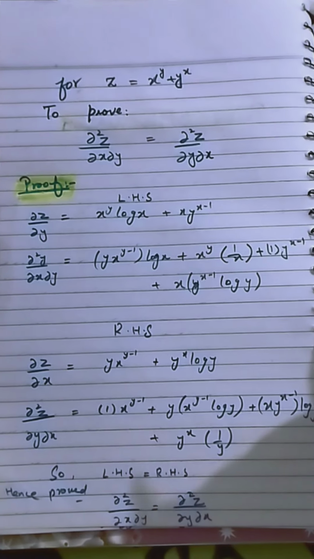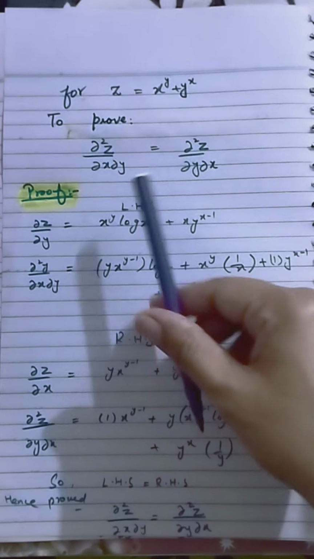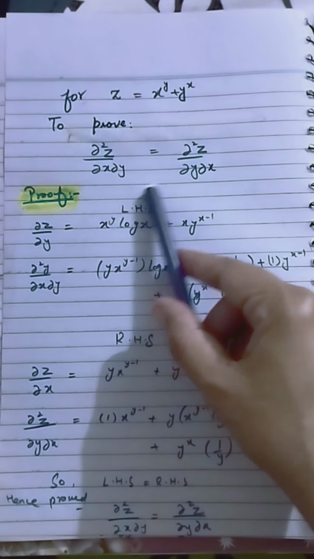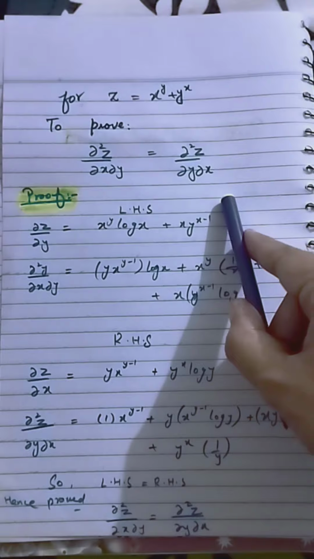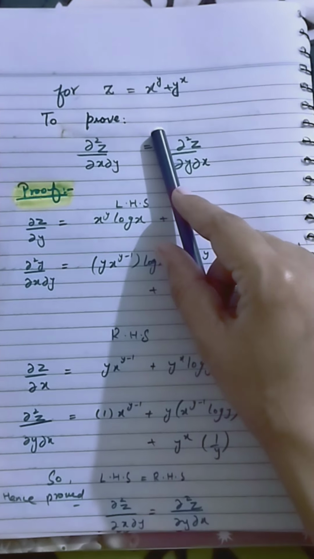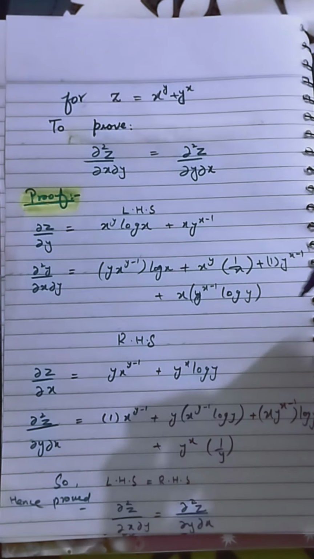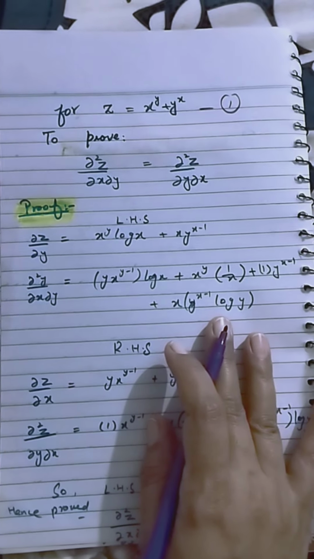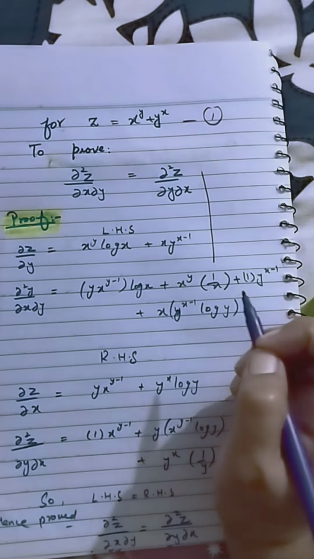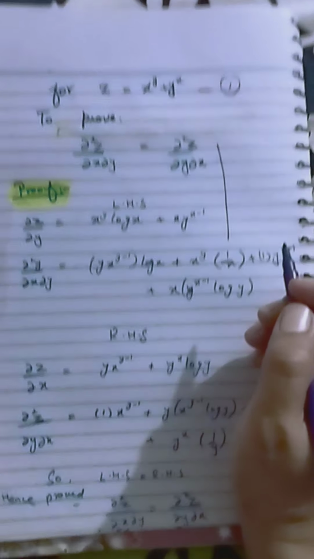Bismillahirrahmanirrahim. Students, today we'll prove the condition ∂²z/∂x∂y = ∂²z/∂y∂x for the function z = x^y + y^x. To start the proof, we need two important formulas to prove the equation.